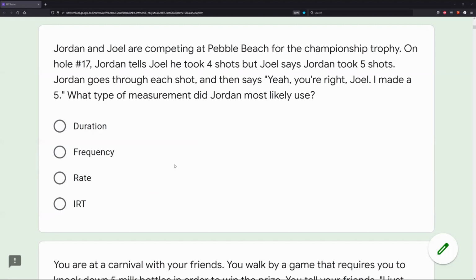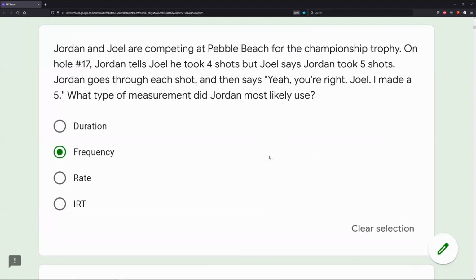Now, as we know, frequency and rate are related. Frequency is simply a count. Rate is frequency with the time component added. Does the time component matter here? No. All we're worried about is the count. Jordan counts how many shots he took. He says, I took 5 shots. So what type of measurement did Jordan use? He used frequency. Jordan simply counted how many shots he had.